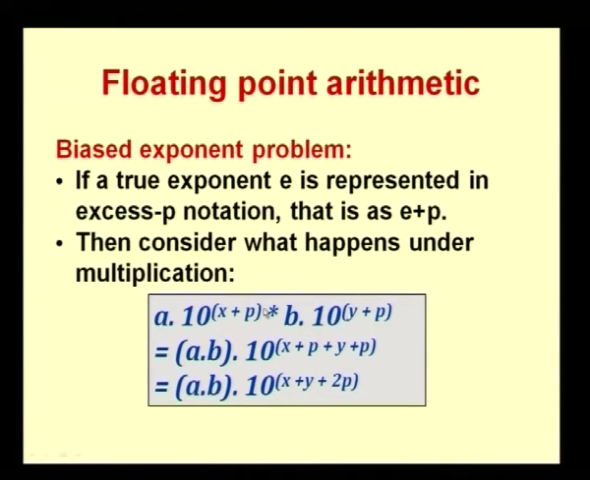Okay. Similarly, when you do division, you will see that you will do x plus p minus y minus p, it will only give you x minus y. So, to bring it back into the x's notation, you will have to add a p to the exponents. So, this is the only adjustment that we need to do when we do the floating point multiplication and division. Otherwise, whatever we are doing in decimal, the same thing needs to be done for floating point arithmetic as well.